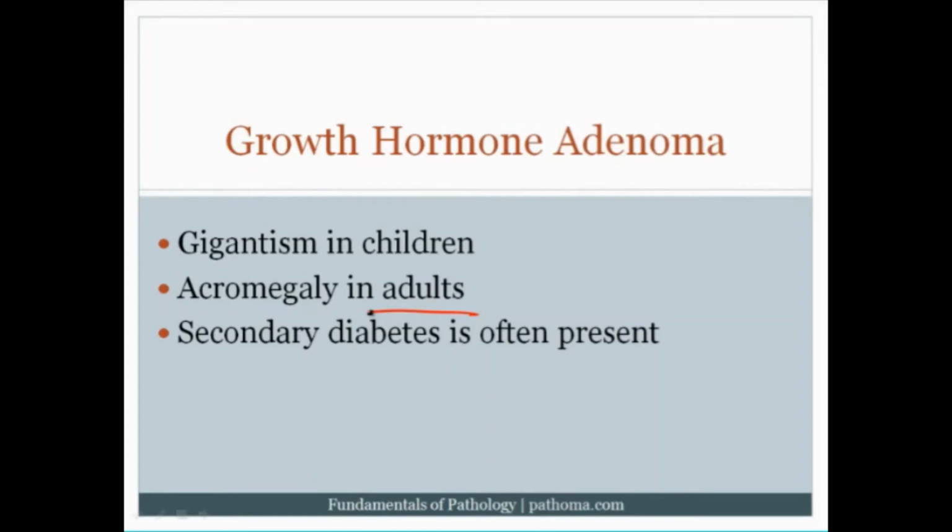They can also develop an enlarged tongue. An important high-yield association here is that growth hormone adenoma is often associated with secondary diabetes. Recall from physiology that growth hormone decreases glucose uptake into cells, and so therefore if there's a lot of growth hormone around, glucose will not be taken up by cells, and secondary diabetes will develop.